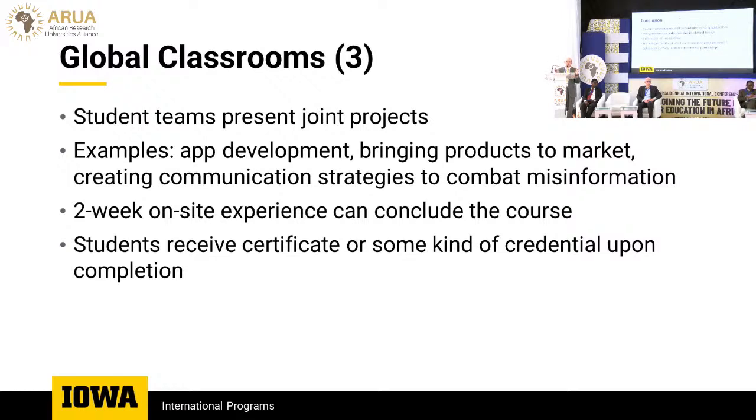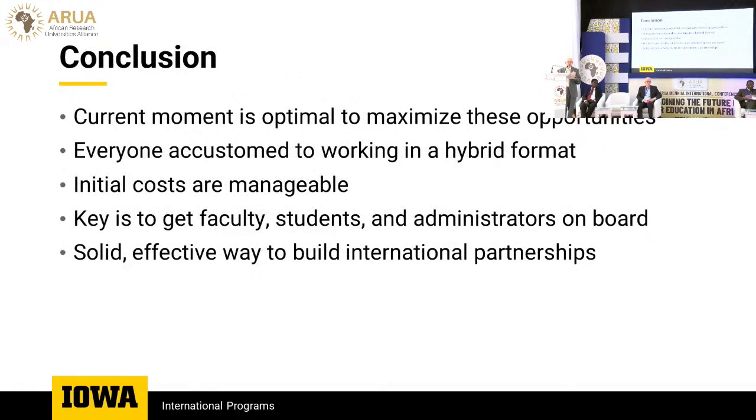So, just to conclude, the current moment is optimal to maximize these opportunities because everyone now is accustomed to working in a hybrid format. The initial costs of this sequence or this progression are quite manageable. And the key is to get faculty, students, and administrators on board. Once you create a model of success, you can use that to advertise, to bring other students and faculty on board, and then the model perpetuates itself.